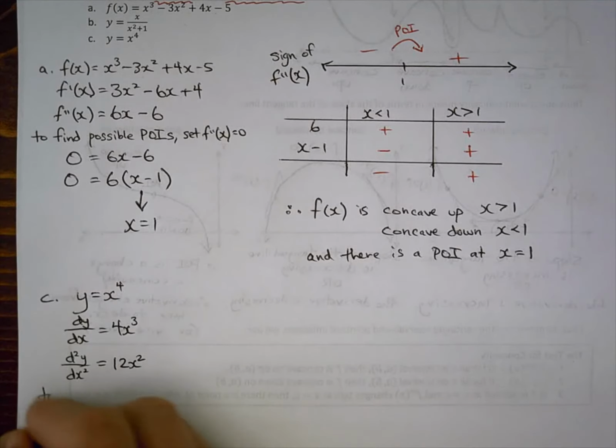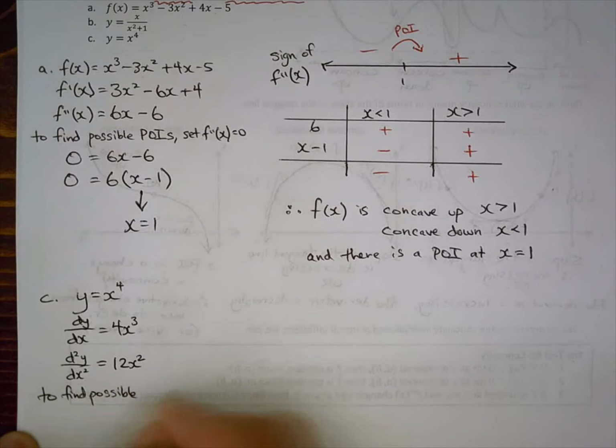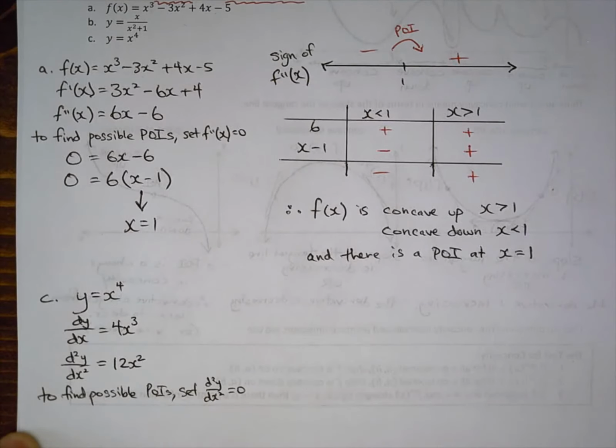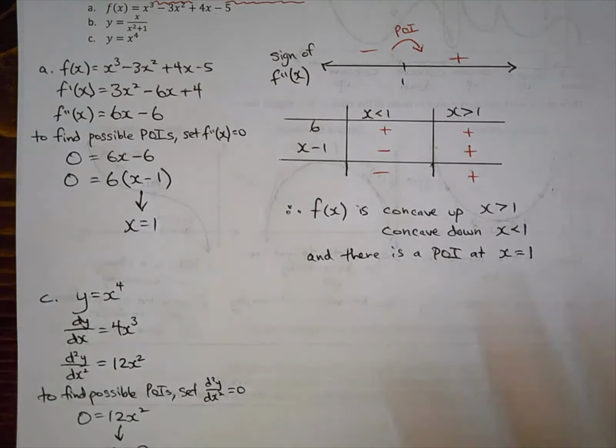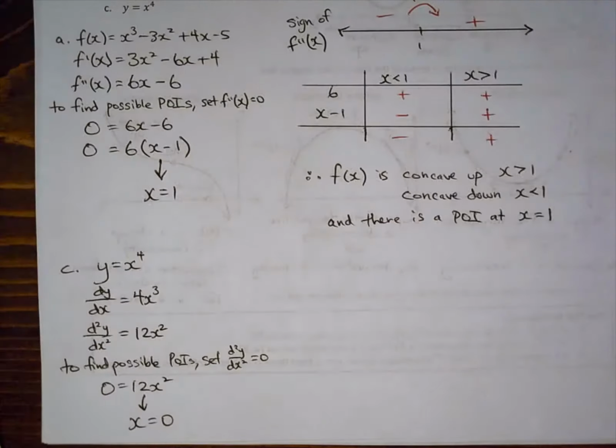Now, to find the possible POIs, we set d squared y over dx squared, the second derivative, equal to 0. So I have 0 is equal to 12x squared. And so from that, x has to be 0. Oops, sorry, you can't see that. There we go.